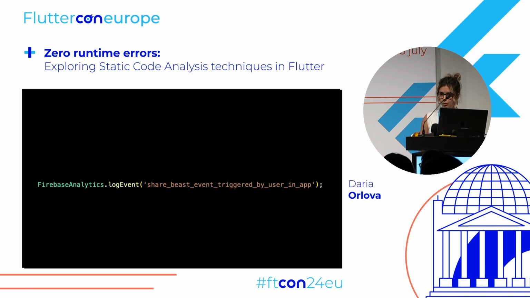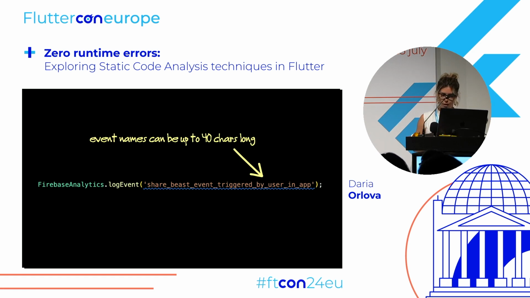Now, all of this is great, but we can still have cases when not DCM, not Dart Analyzer, nothing covers it. If you have used Firebase Analytics, maybe you know what's wrong with this code. Well, this code won't be logged to Firebase Analytics because event names can be only up to 40 characters long. And if it's more than 40 characters long, it will be dropped. And I learned it the hard way.